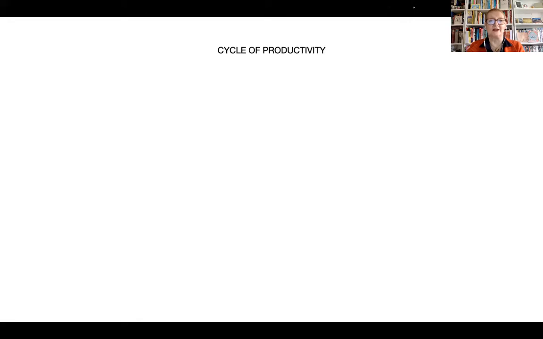So what is the cycle of productivity? Well, it comes in 4 stages. The first is where you create, decide, start the particular project. This is where creative people can sometimes get stopped because they come up with so many ideas. They're always living in this area, new ideas. Which one do you actually start?